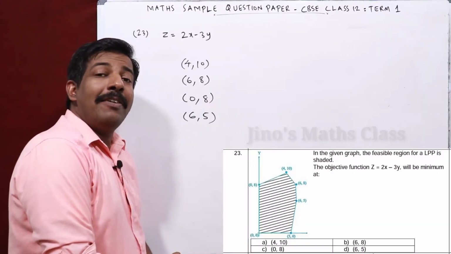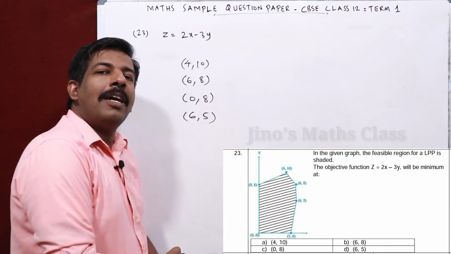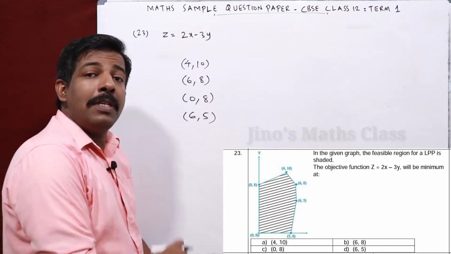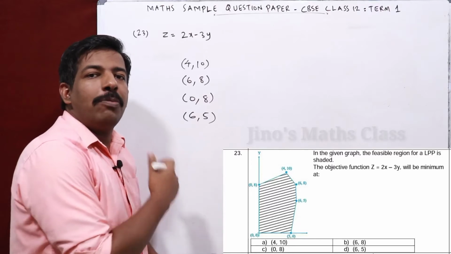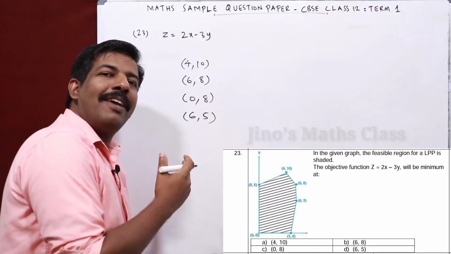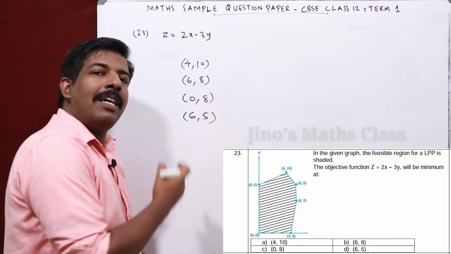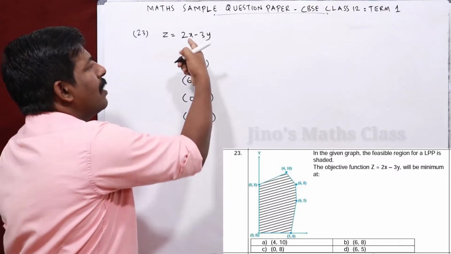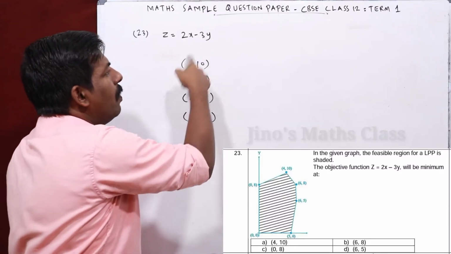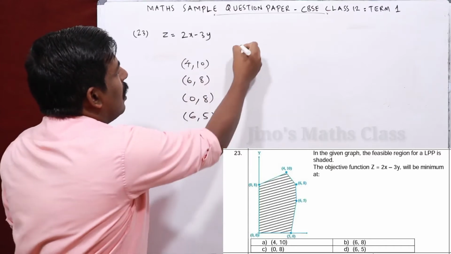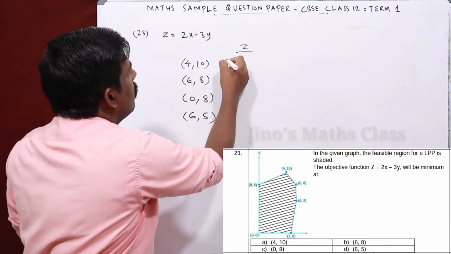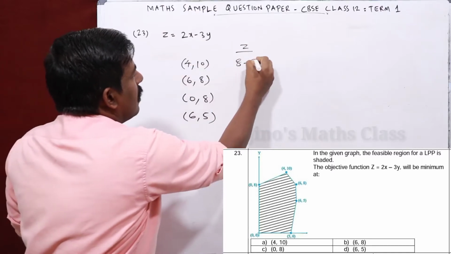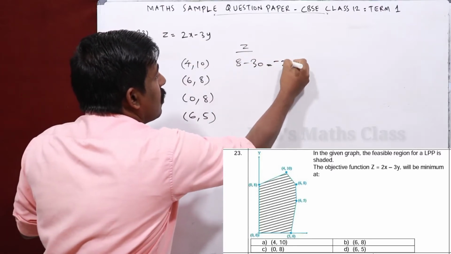23rd question. Here we have to find the corner point at which the objective function is having minimum value. We have 6 corner points in the figure, but in the options we have only 4. That's why we can check the value of z at these 4 points. First it is 4 comma 10. So instead of x we can substitute 4, instead of y we can substitute 10. At that time z becomes 2 into 4, that is 8, minus 3 into 10, that is 30. We are getting minus 22.